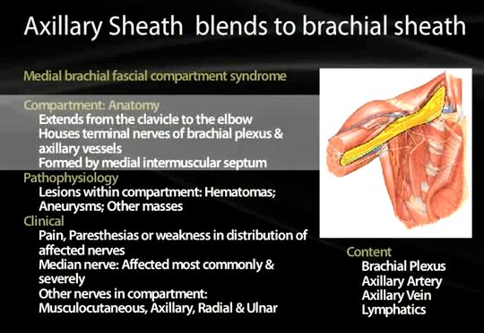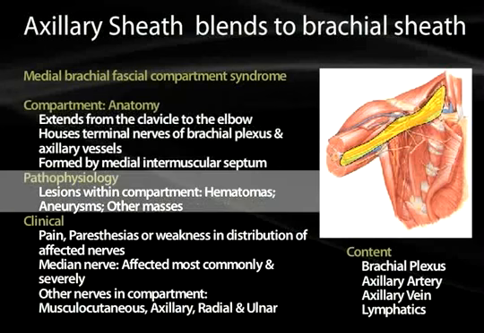So if we look at the compartments of this axillary sheath, it extends from the clavicle to the elbow. It has the terminal branches of the brachial plexus and the axillary vessels, which become brachial vessels, and it's formed by the medial intermuscular septum. The contents in here will be the brachial plexus, axillary artery, axillary vein, and the axillary lymphatics.